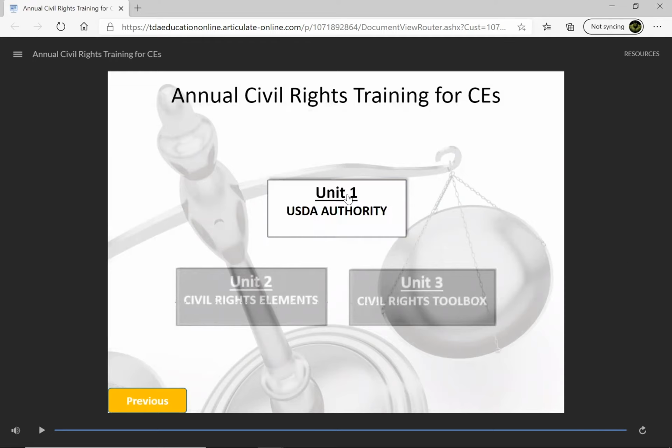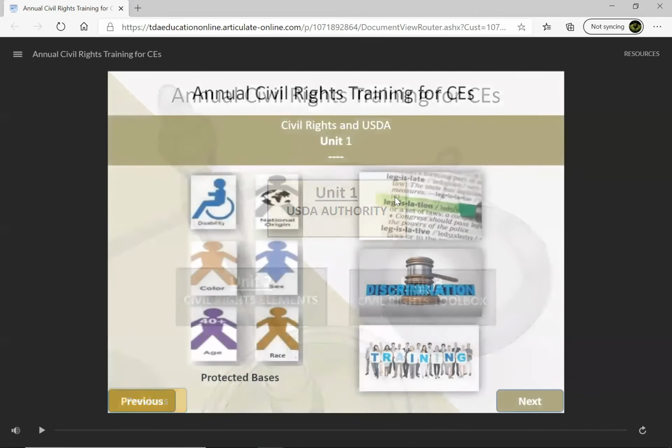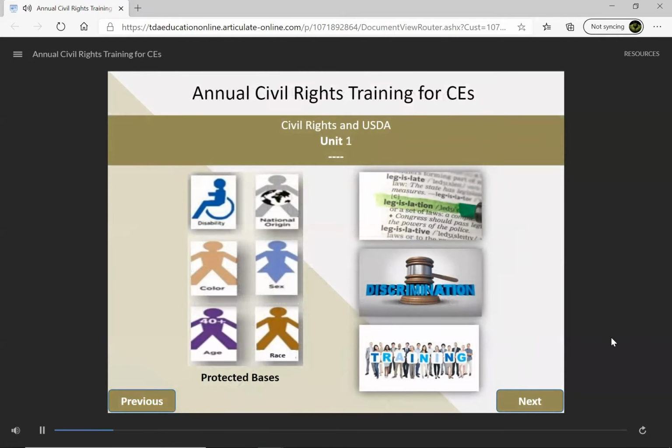Unit 1, USDA Authority. Welcome to Unit 1. In this section we will be covering the following subjects: legislation, training, protected bases, and discrimination and unlawful discrimination. Click on the next button to start this unit.